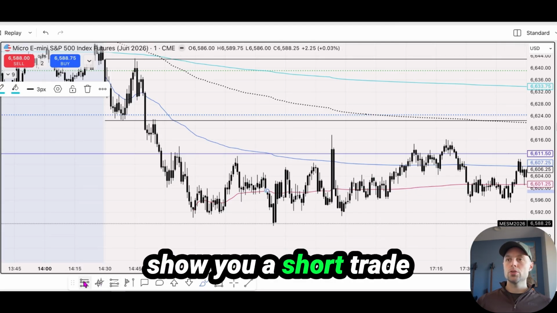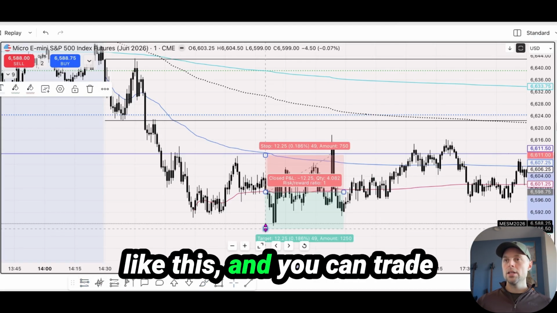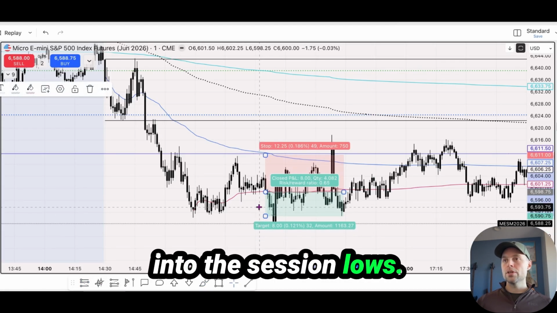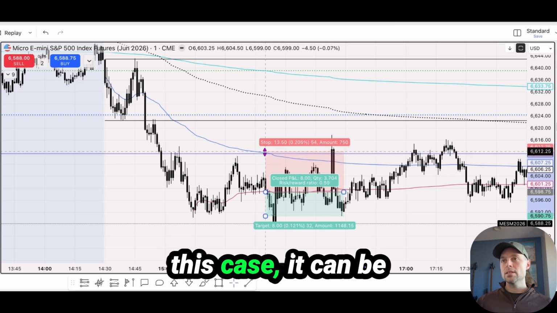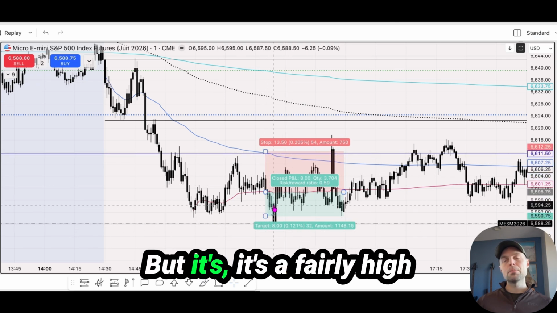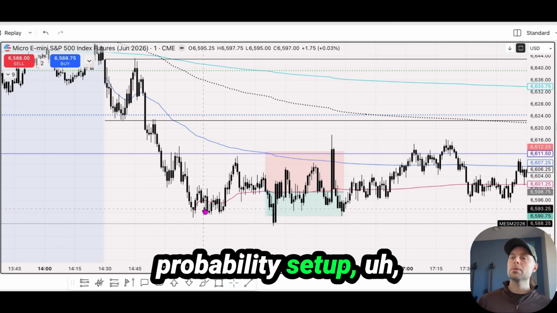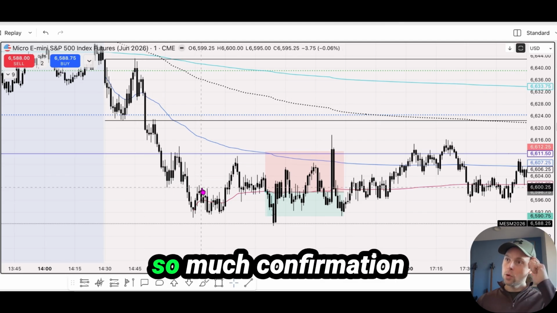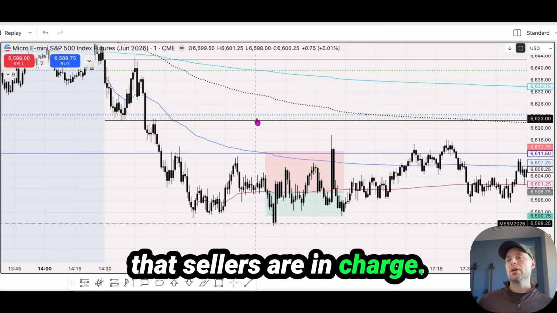Let me show you a short trade like this. You can trade into the session lows. It's not a big move in this case. It can be bigger than this one, but it's a fairly high probability setup, especially when you have so much confirmation that sellers are in charge.